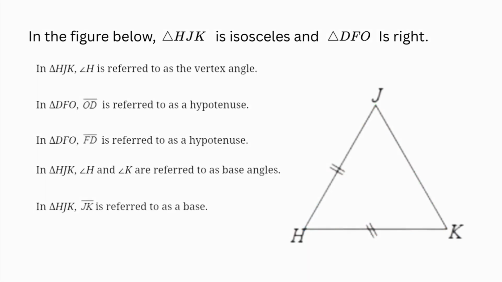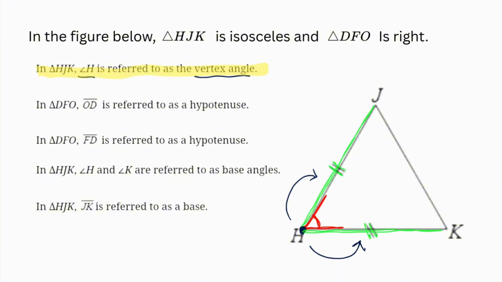So, let's look at our options that are related to triangle HJK. As you can see, the first option is mentioning that angle H is the vertex angle. What do you think? Well, yes, angle H is the vertex angle, because it is the meeting point between the two equal sides, side HJ and side HK.